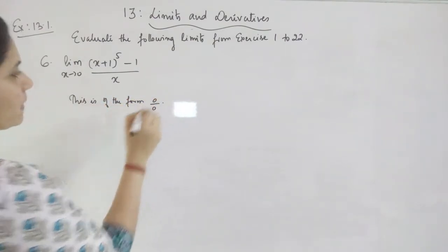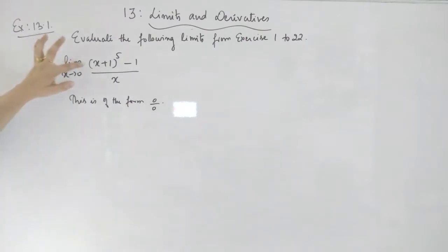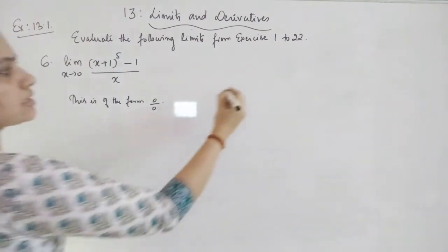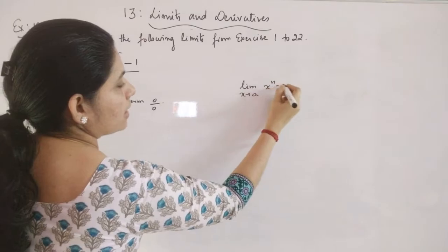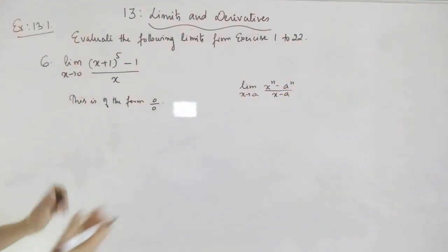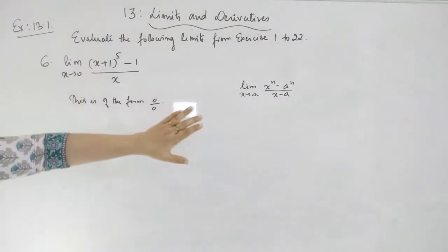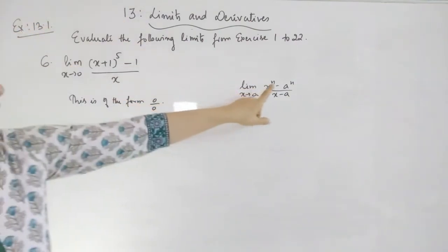So what we need to do is we have to remove that form and then apply whatever limit we have. Here it is not possible like this. Now we will just compare this to some power of x. We can see that if we have limit x tends to a of x raised to n minus a raised to n divided by x minus a, then we have a property for that. So we will just make this question in those terms, where instead of x you have here x plus 1 and instead of n you have 5.